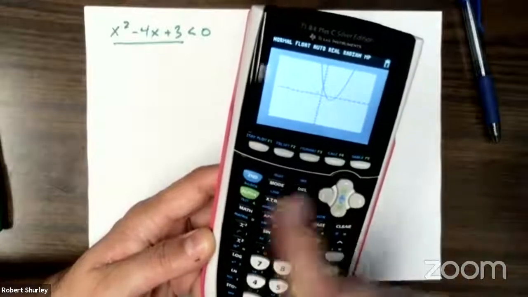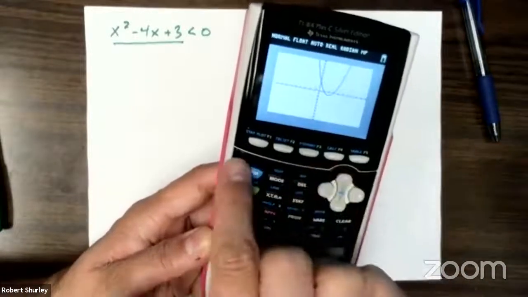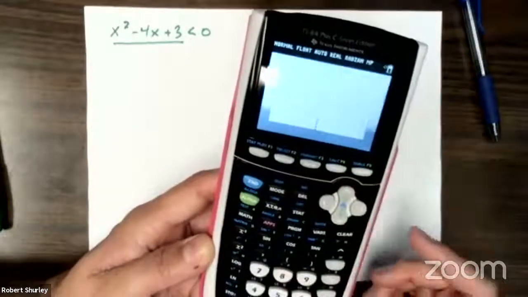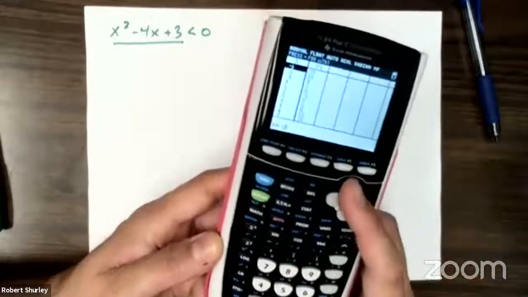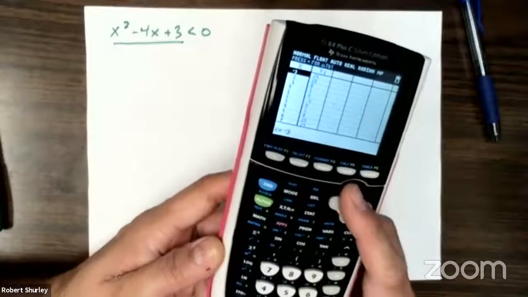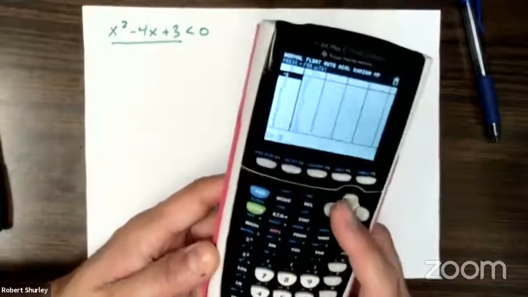Okay, now to check that, I'm going to do the table. So I'm going to hit second table. And if you're like, Mr. Shirley, you're going way too slow, this is a recording. You can pause me. Okay, just pause me and then try to find all the buttons.